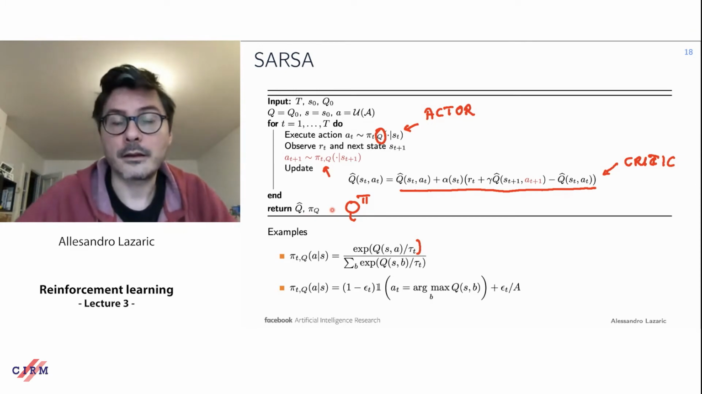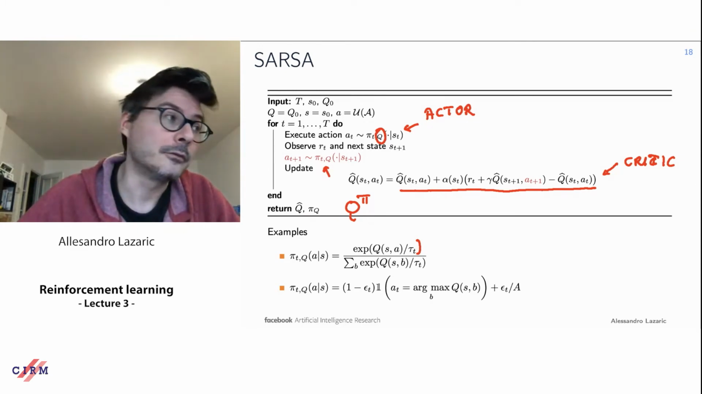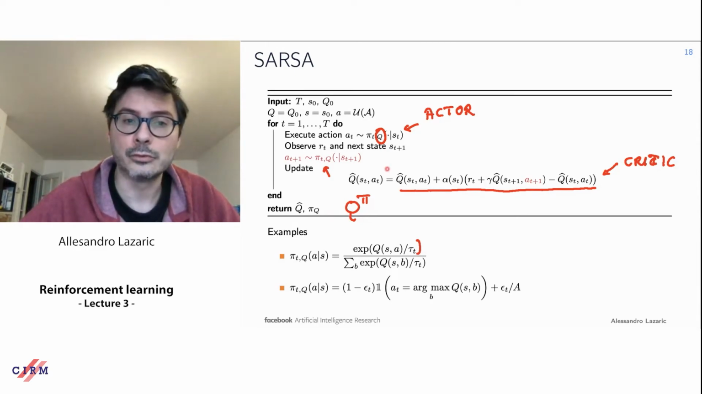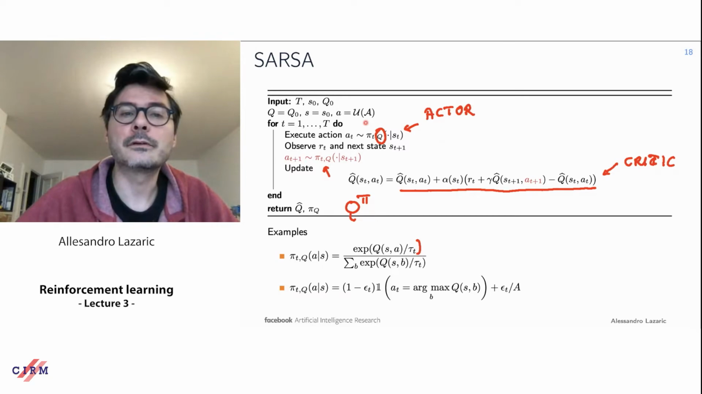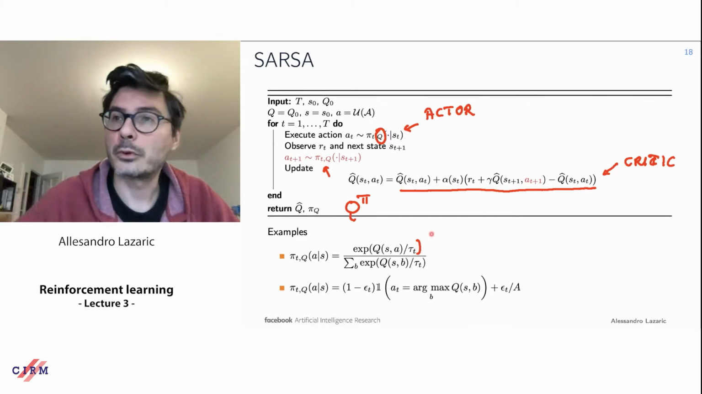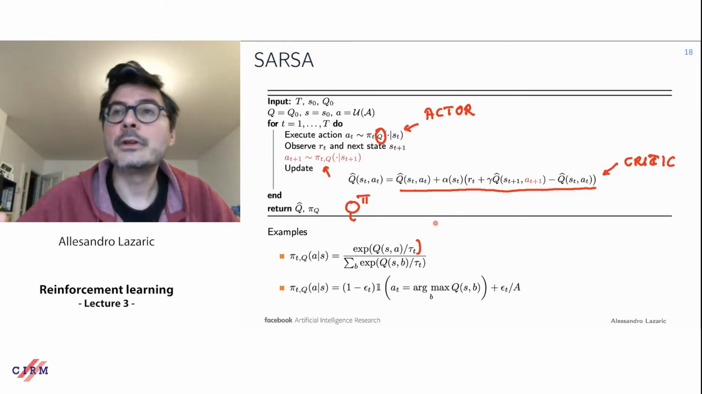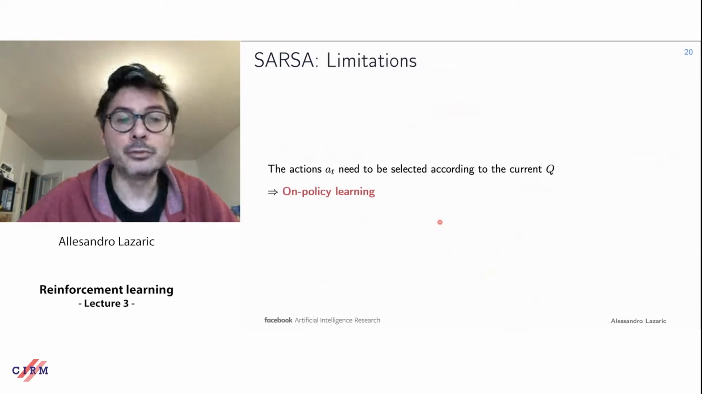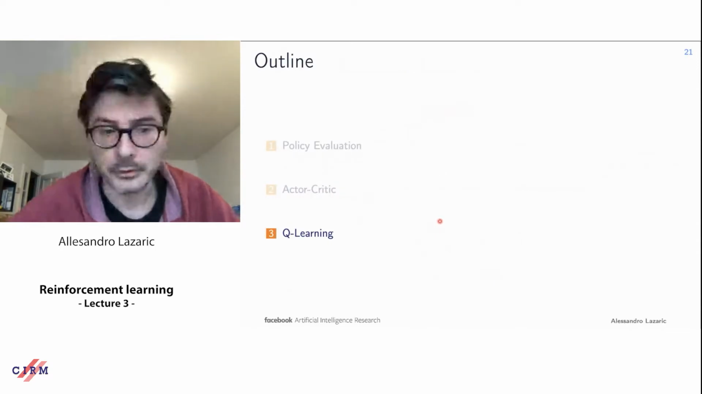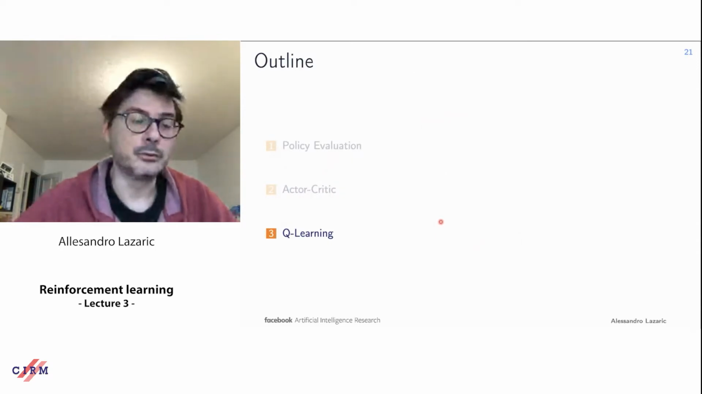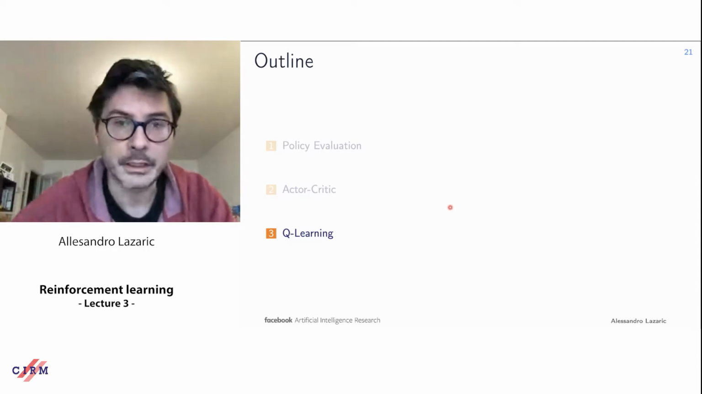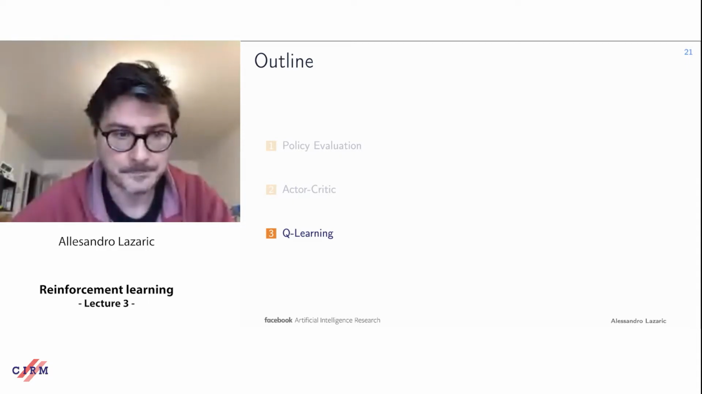While a desirable property would be an algorithm that decouples the two, so that I have many more degrees of freedom in exploring the environment freely without being tied to a specific policy. And this is what we do when we move to off-policy learning, and notably what we do with Q-learning, which will be the first algorithm that we go and implement in a few minutes.